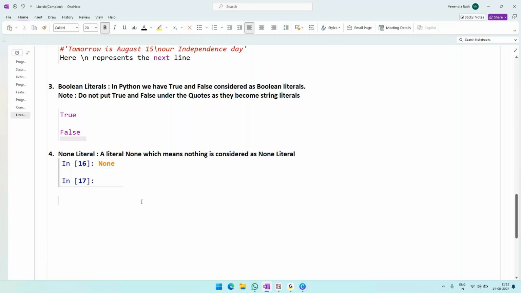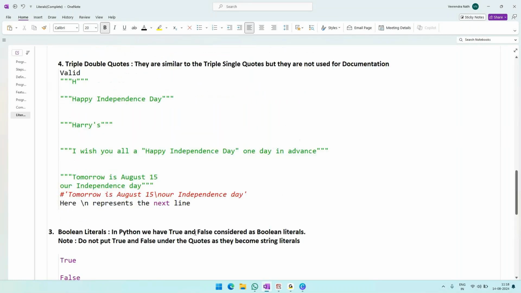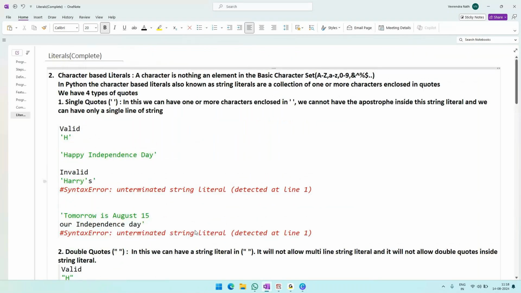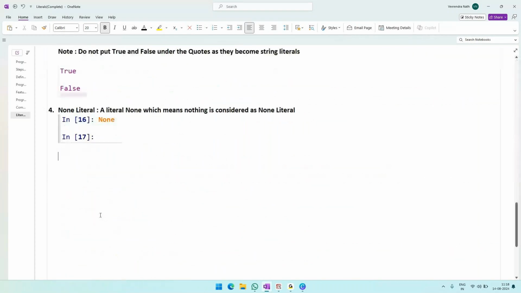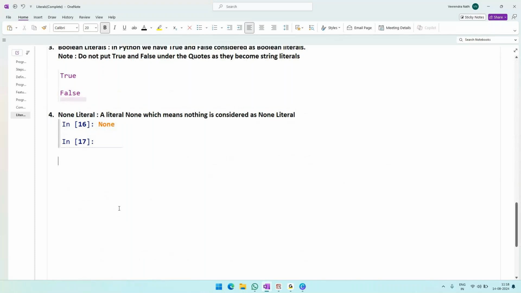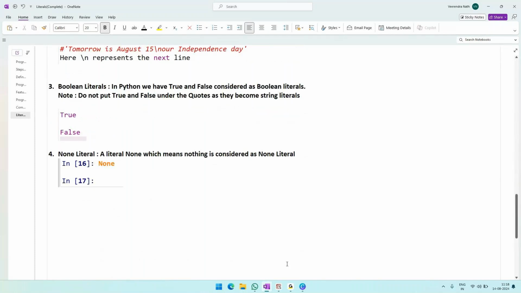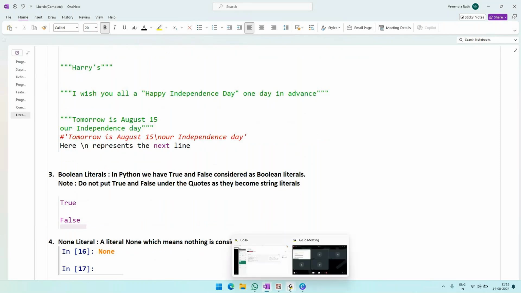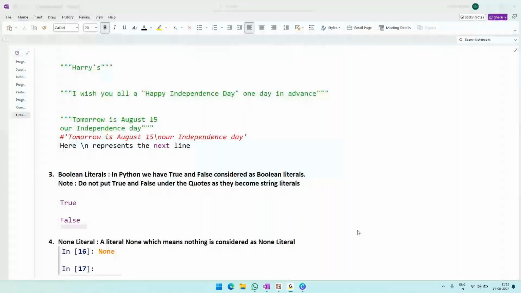So this is the end of the topic literals. We will talk about the next topic in our next session because it will take more time. Ten minutes won't be enough for that, so we will have a more detailed discussion in our next session. Hopefully everyone understood the session. If anyone has any doubts or questions, you can ask me.